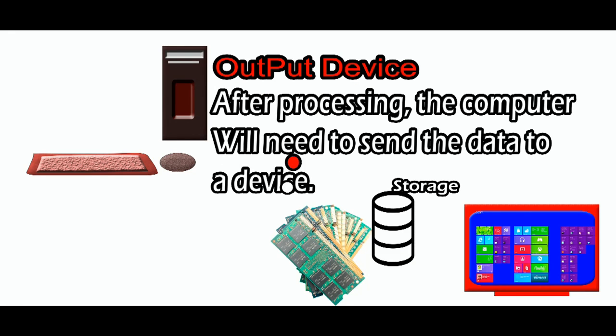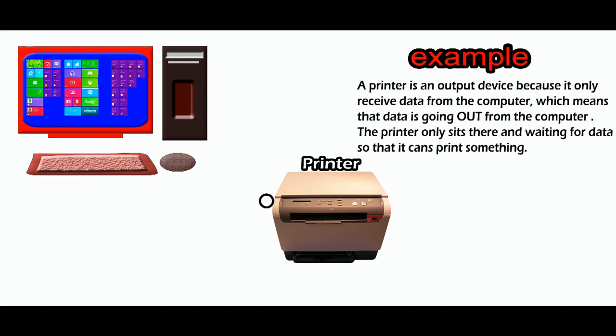After processing, the computer will need to send the data to something. It can be to its memory or to an output device. The device that receives the data from the computer is called an output device because the data is moving out from the computer. For example, a printer. A printer is an output device because it only receives data from the computer, which means that the data is going out from the computer. The printer only sits there waiting for data so that it can print something. In general terms, it doesn't send anything to the computer. It only receives data, therefore it is an output device.